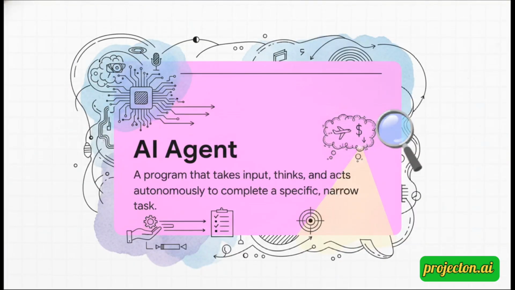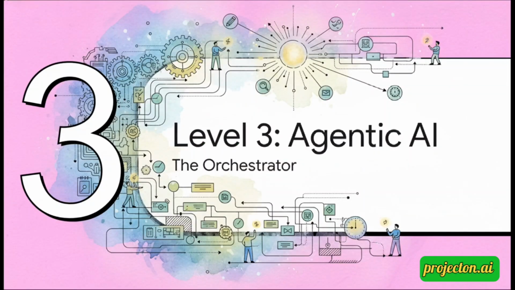It's a program that can perceive what's going on, think about it, and then act on its own. It has autonomy. It can make a decision, like finding the cheapest flight, not just any flight. The only catch is, it's usually focused on one specific, narrow job. But what if you have a really big, complicated problem? Well, for that, we need our final level up. Get ready for level 3, Agentic AI. This is more than just a doer.